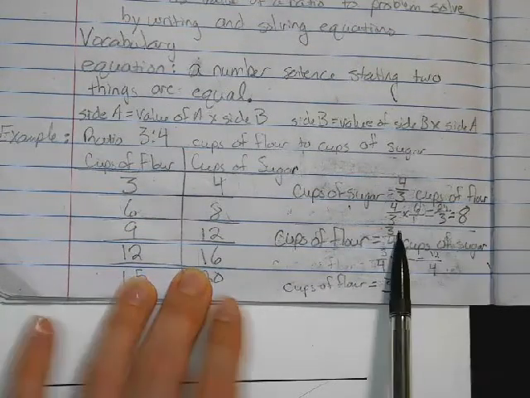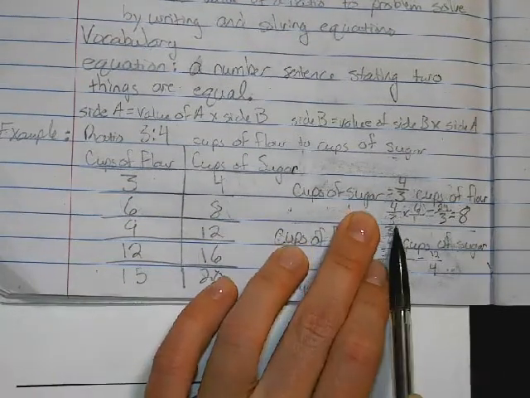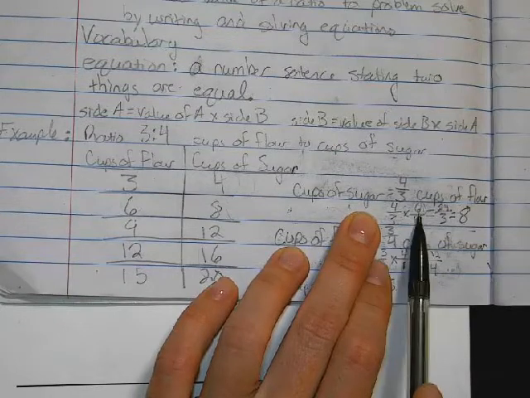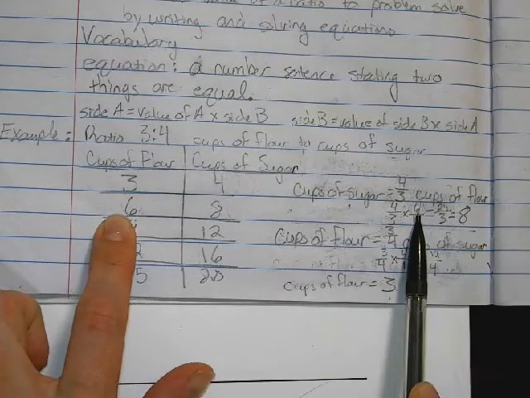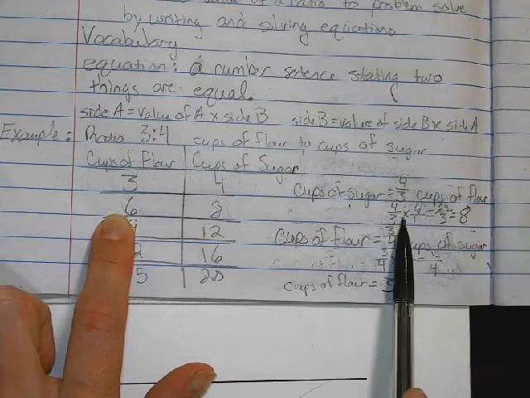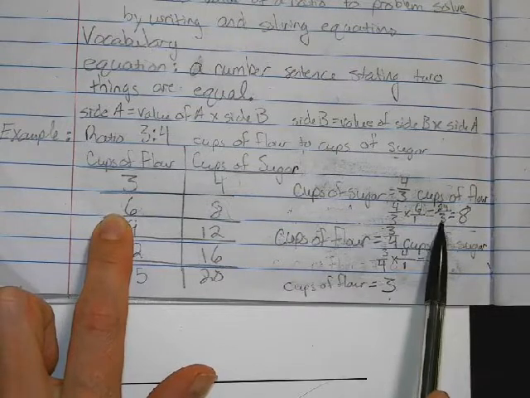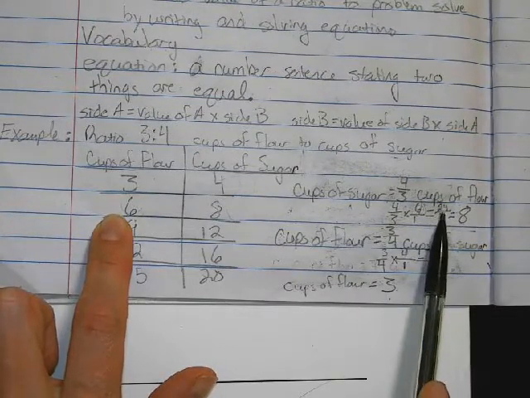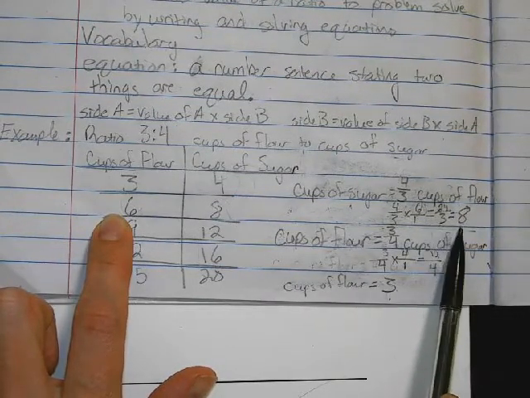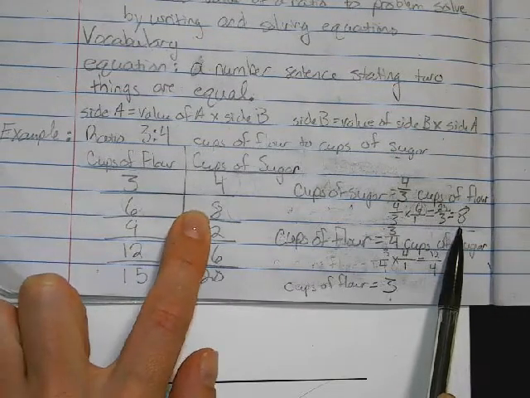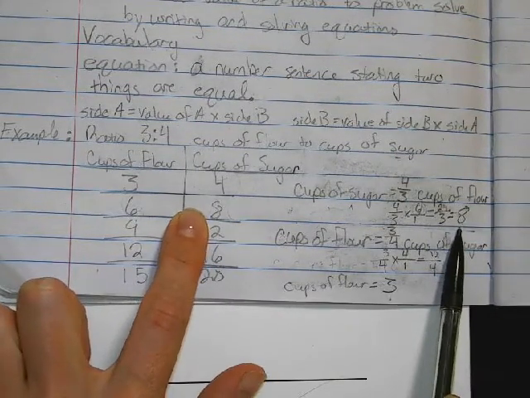If you look below, I'm going to test this out. So I have my 4/3. And I'm going to say I'm looking at this ratio where there are 6 cups of flour. So I took 4/3 times 6 over 1, because remember, whole numbers are always over 1. I got 24/3. 24 divided by 3 gives me 8, which is the other part of my ratio. So this equation is correct.